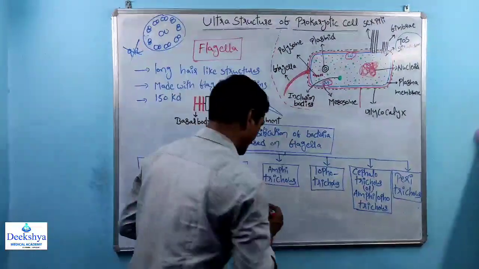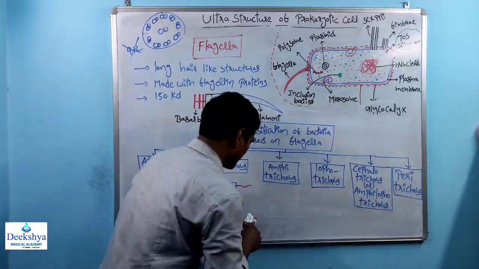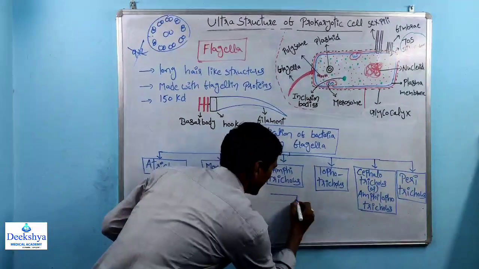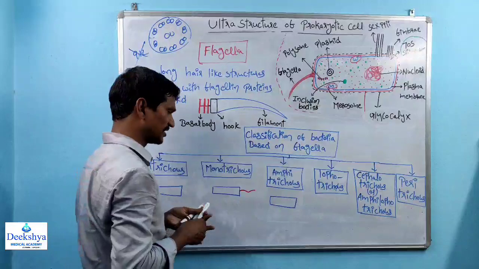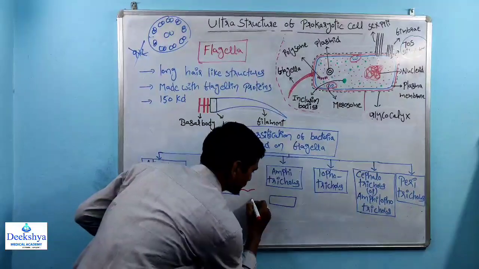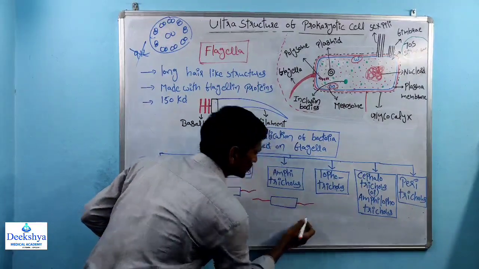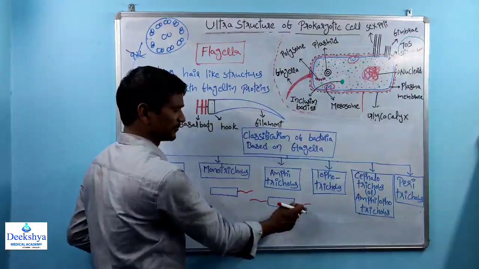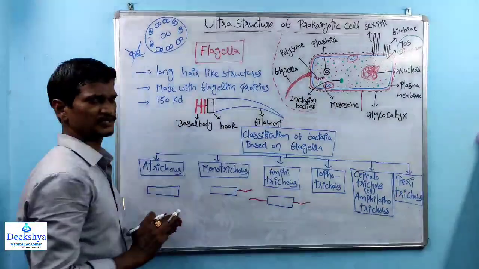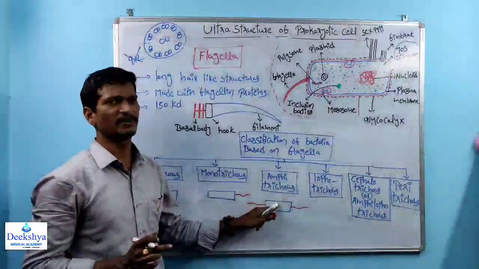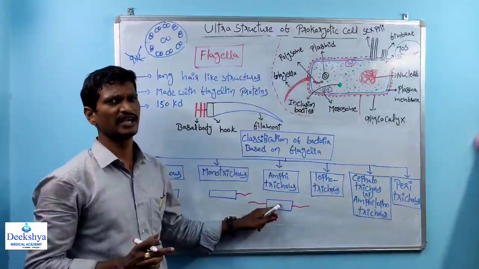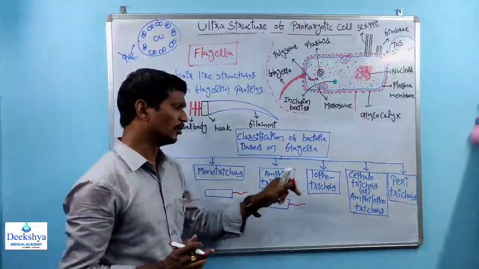Amphitrichous indicates bacteria having 2 flagella, but the two flagella are present at two different ends. At one end, one flagellum is present, and at the other end, another flagellum is present. That kind of bacteria are called amphitrichous bacteria.